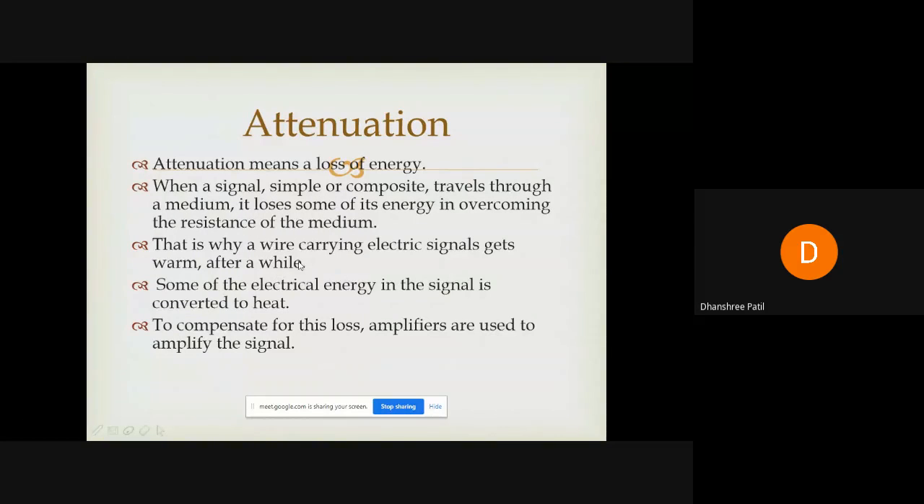Because whatever signals are traveling, or electric energy is traveling, it is getting impaired due to some external effects or due to overuse of that particular medium, and it is called attenuation. So some of the electric energy in the signal is converted to heat, and that is the effect of the attenuation. So, how to overcome this attenuation? Whether we keep it as it is?